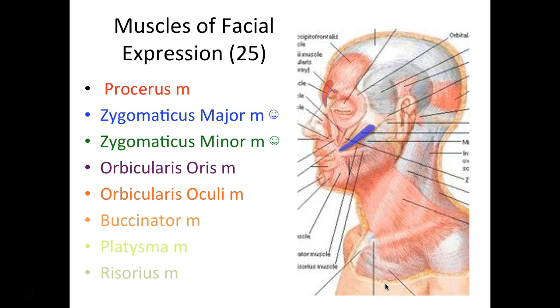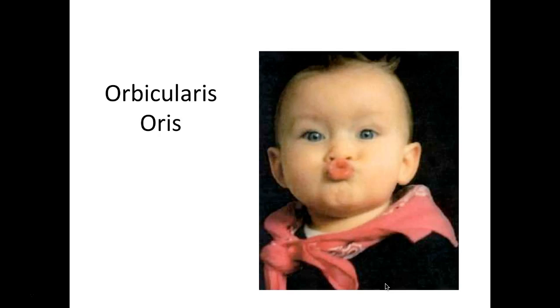Next, we have Zygomaticus major and minor, and both of these muscles are going to assist us in smiling. Next, we have Orbicularis oris, and anytime you see that word orbicularis, it usually means it's going to be a circular muscle around a structure on the face. So here we have, and oris of course means mouth. So this is going to allow us to do the kissy face, pucker up, or duck face, as is popular in selfies.